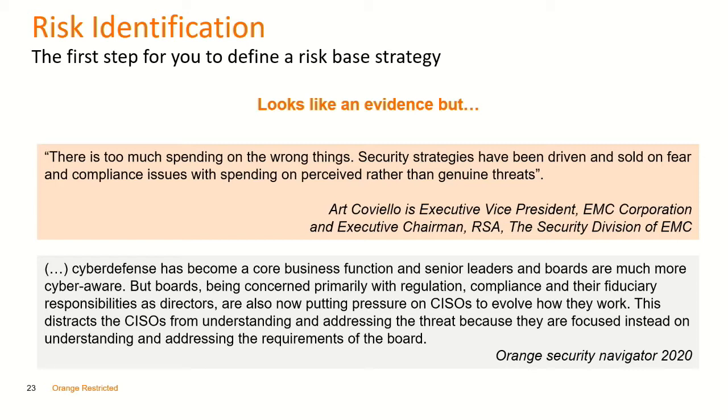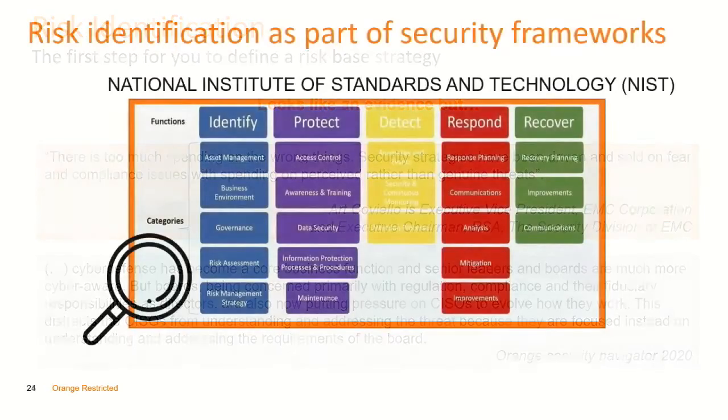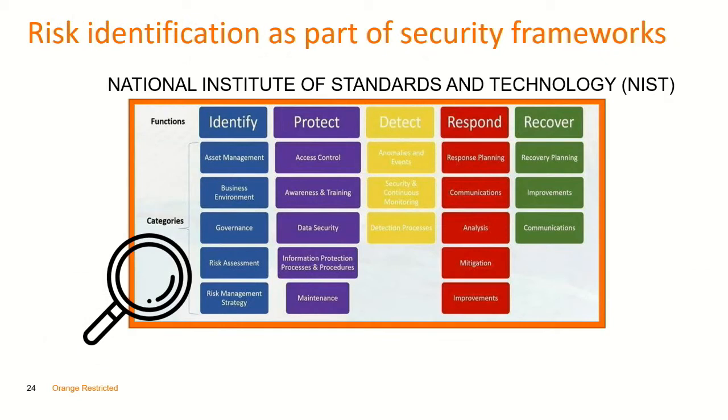But in the meantime, we see on the following slides that risk identification is part of most security frameworks. If we take the example of the NIST framework, we see that the identify function is a first step toward a complete process, up to recovery. And as part of this NIST framework, within the identify function, most of the categories are related to governance, to risk assessment, technical risk, or strategic risk.